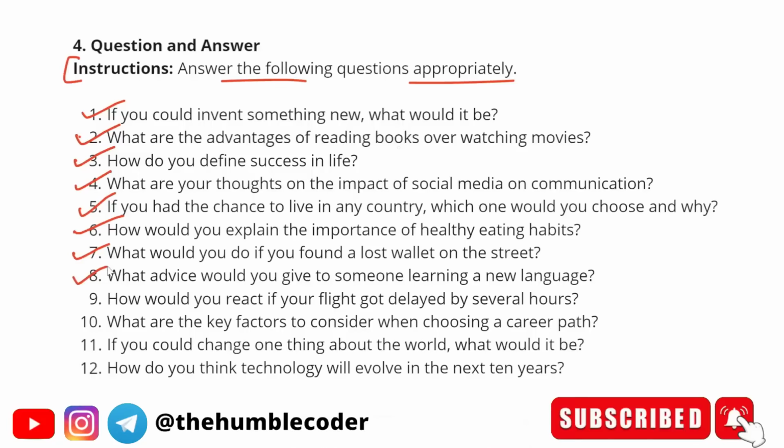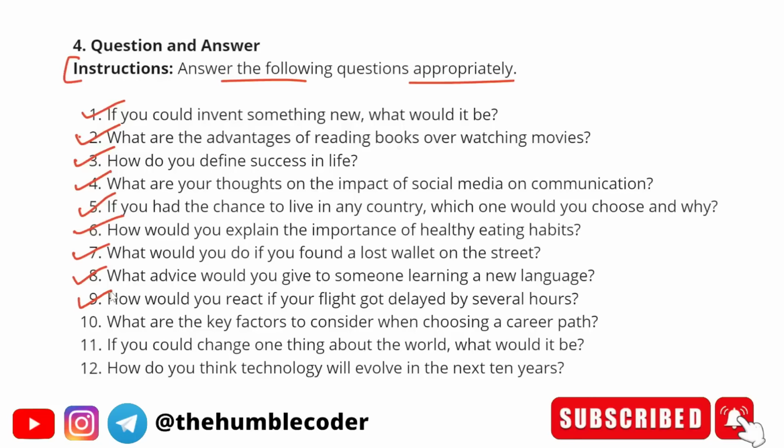The answer for this can be, practice regularly by speaking, listening, and writing in the language. Watching movies, reading books, and using language apps can help improve fluency. Patience and consistency are key to learning a new language. Moving on to the next question that we have. How would you react if your flight got delayed by several hours?